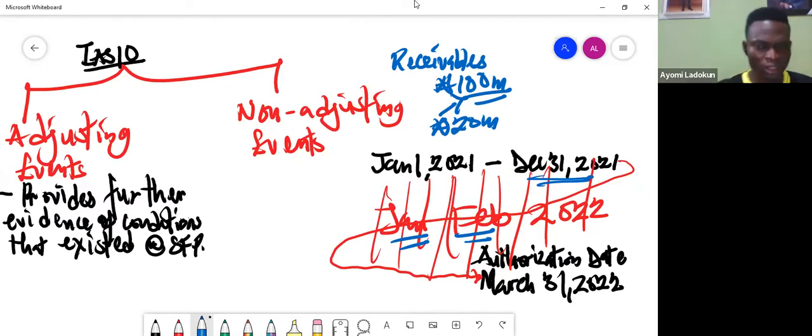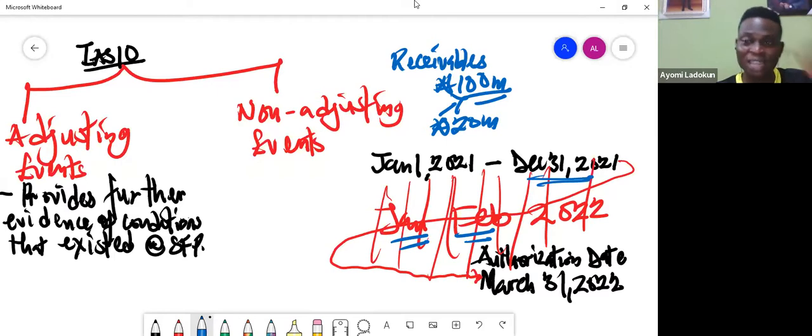Maybe it's just one of the customers that was owing 20 million. So we now receive information that this guy has been declared bankrupt. What does that mean? That 20 million existed at the balance sheet date. Now listen, that 20 million was already recognized at the balance sheet date. Then in January, we receive information that this guy can no longer pay the 20 million. So when we receive that information, we need to determine when the guy had the inability to pay.